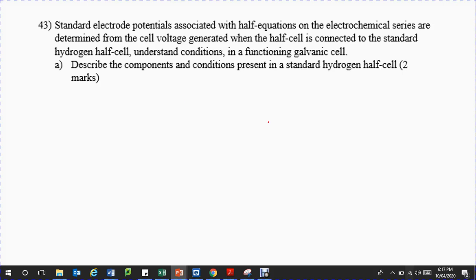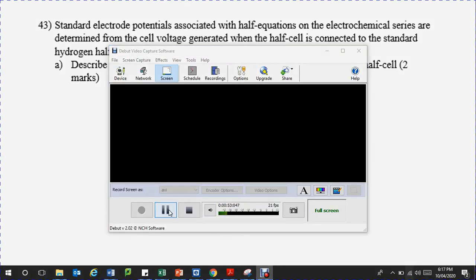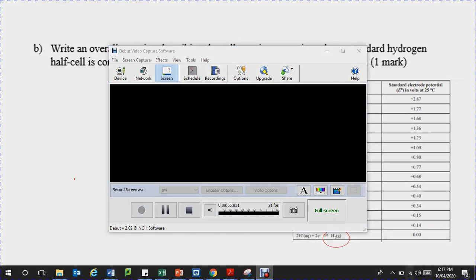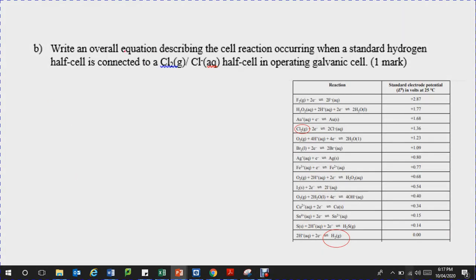Part B. Write an overall equation describing the cell reaction occurring when a standard hydrogen half cell is connected to chlorine gas and chloride ion. So here I've just cut and pasted our electrochemical series from our data booklet. So I've got my chlorine gas and my hydrogen gas.